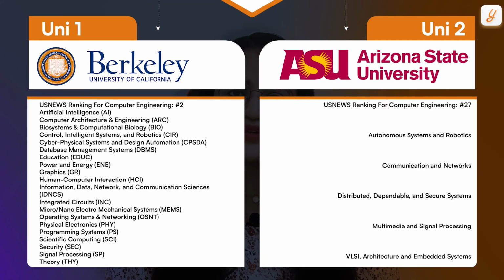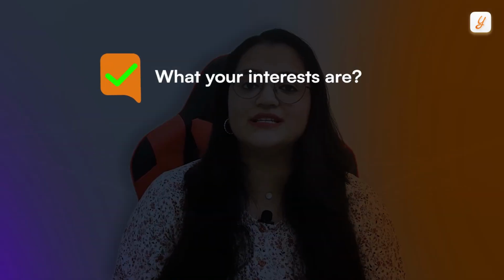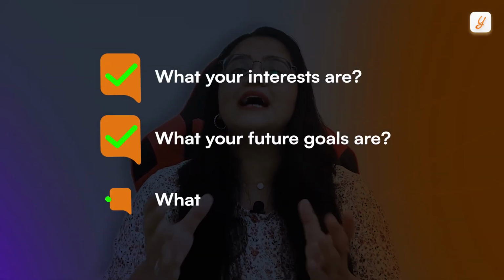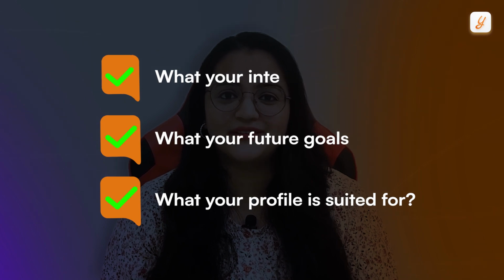Let me give you an example. Let's look at MS in Computer Engineering at University California, Berkeley and at Arizona State University. Can you see the difference in terms of the research areas? Keep this in mind when you are shortlisting universities. Of course, the actual mix of courses or subjects will again depend on what your interests are, what your future goals are, as well as what your profile is suited for currently.